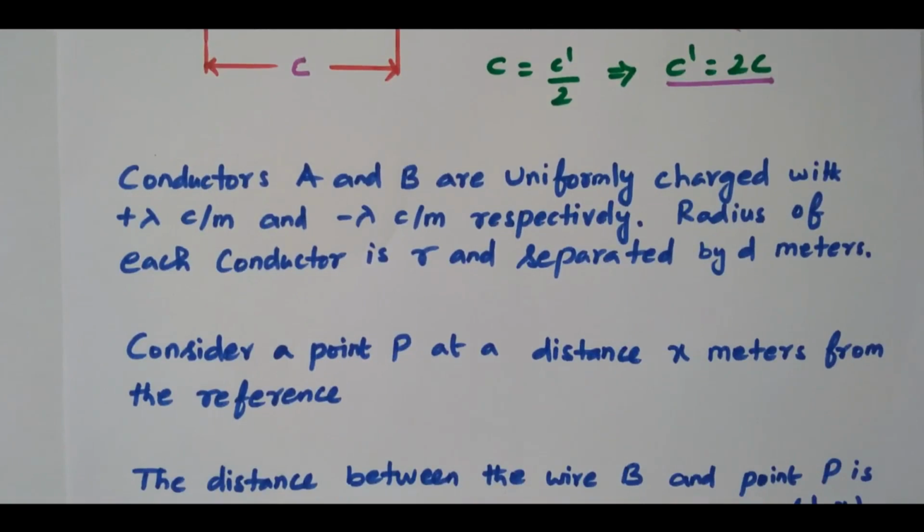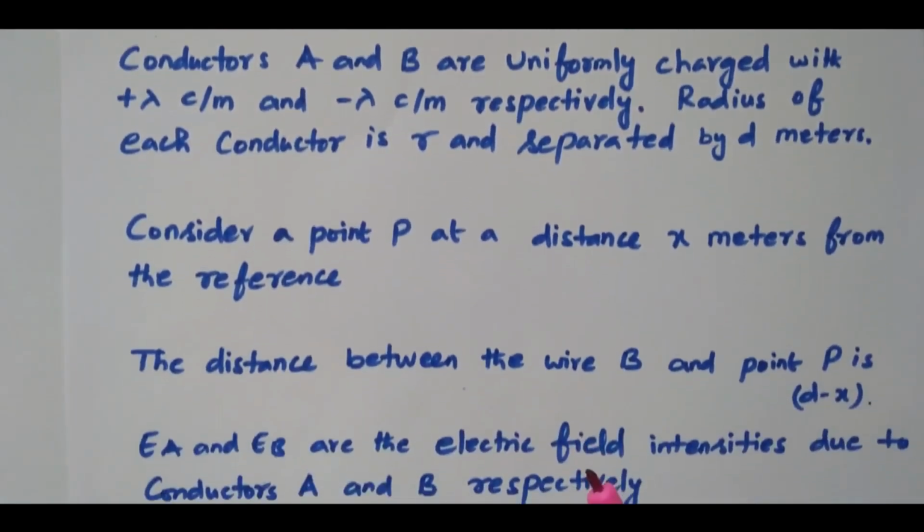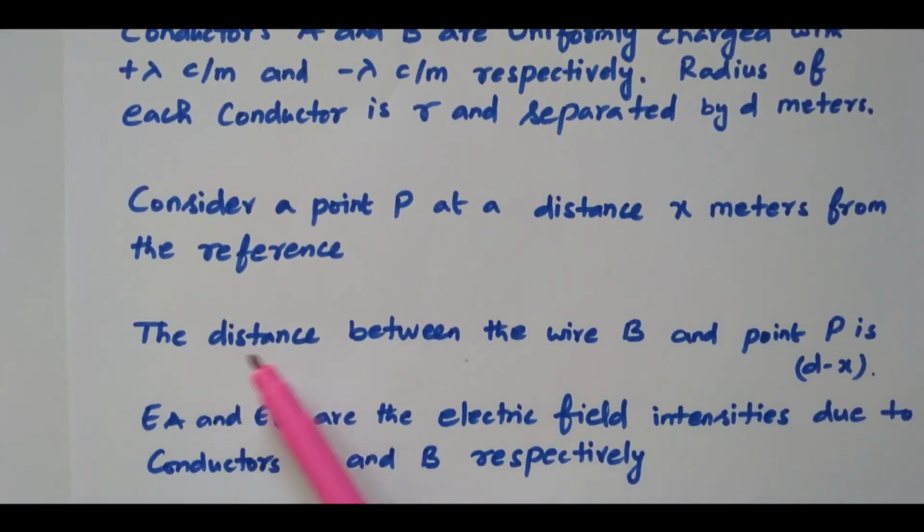Here the description is available. The conductors A and B are uniformly charged with plus lambda coulomb per meter and minus lambda coulomb per meter respectively, right? Conductor A is positively charged, conductor B is negatively charged. Due to length, we are using linear charge density, plus lambda and minus lambda. The radius of each conductor is r meter and they are separated by d meter. We are considering the point P at a distance x meter from the reference. Reference is nothing but conductor A.